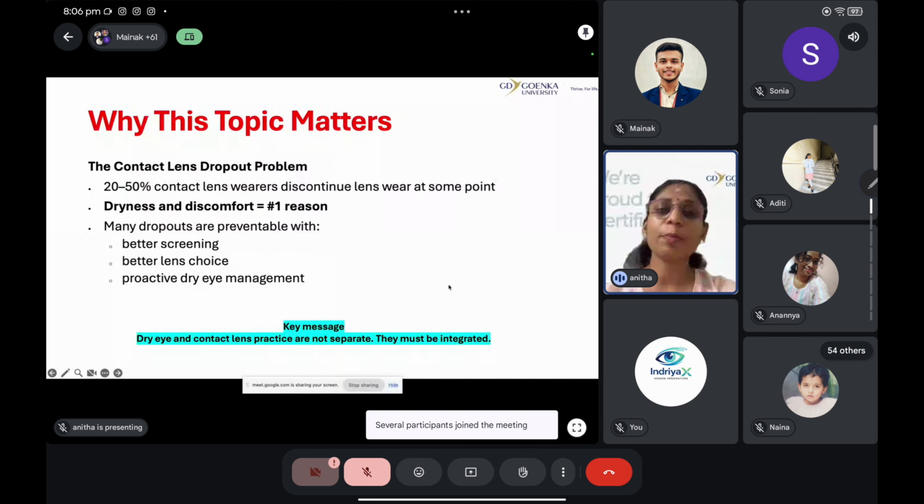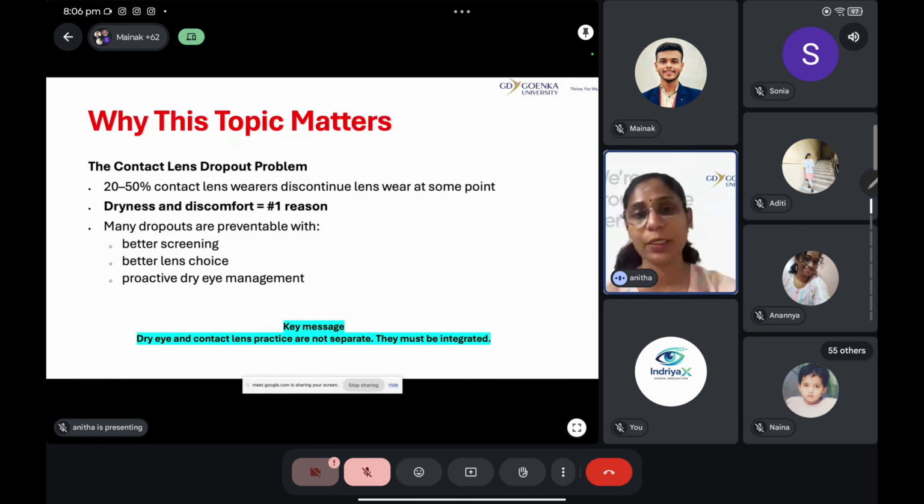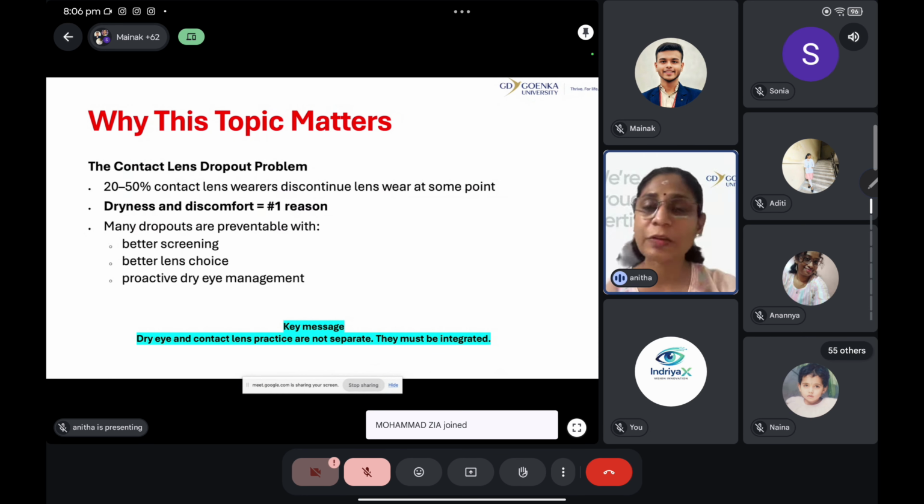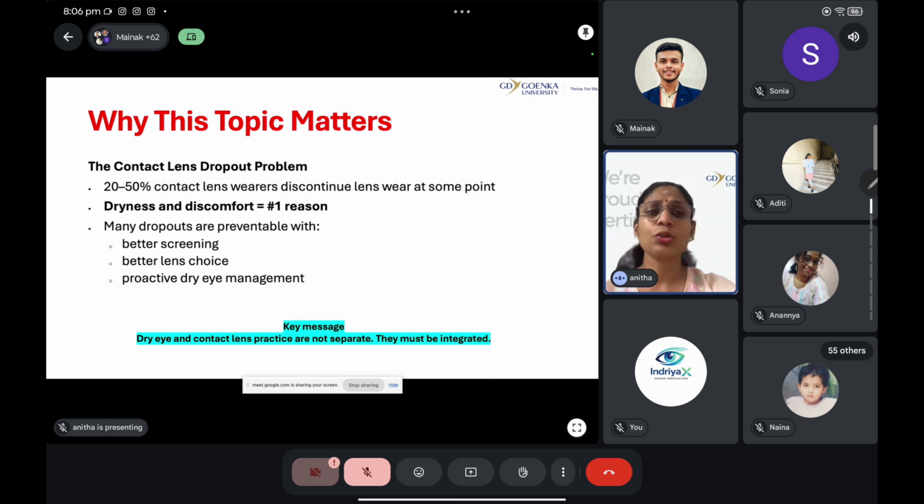Why this topic matters is that the single largest reason for contact lens dropouts is dryness and discomfort. And what is the cause for dryness and discomfort? Obviously, the dry eye situation. So 20 to 50% of contact lens wearers the world over discontinue lens wear at some point or the other.